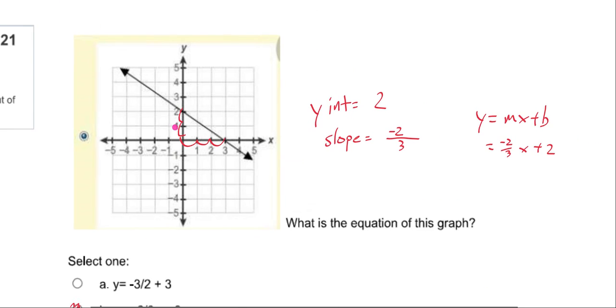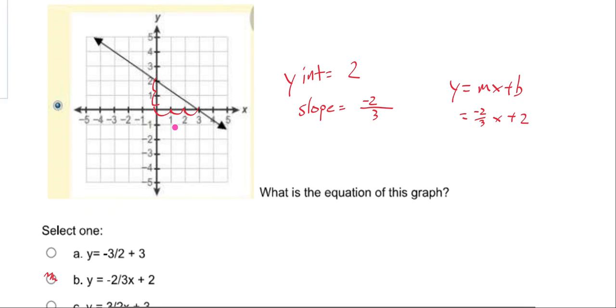And our last page of questions here. What's the equation of this graph? Here's a graph, and on this graph we can see that the slope is negative. From this point we're going down 2, so -2, and over 1, 2, 3. So -2 over 3 is the slope. The y-intercept is right here at 2.